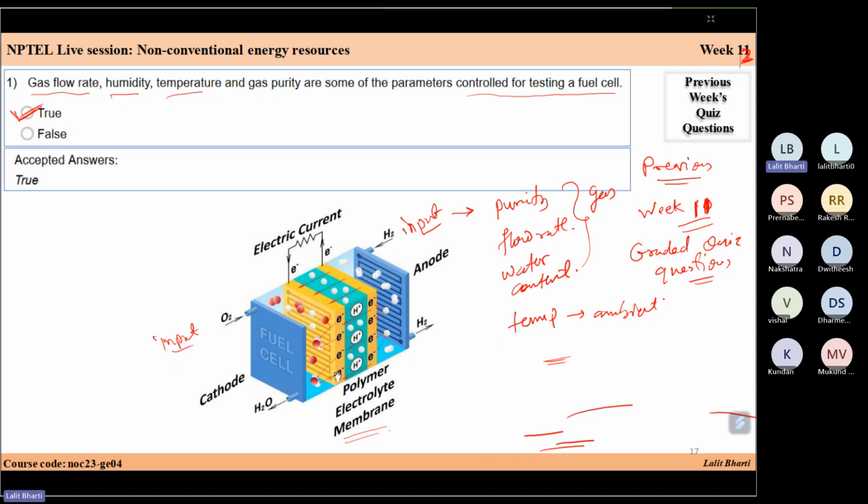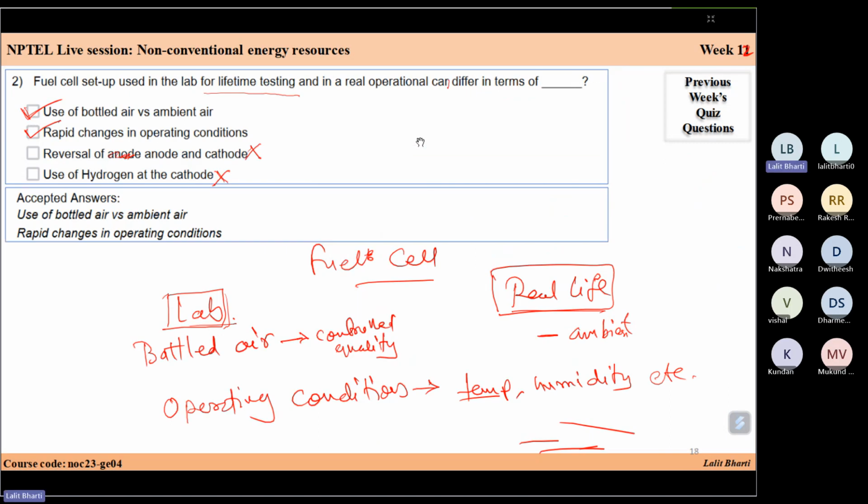Then the temperatures, as we know, we need some high temperatures for the working of a fuel cell. So temperature is also an important parameter. Basically, these four are the parameters that need to be controlled for testing of a fuel cell. So the statement is true. All these parameters are important. Then we have the next question: a fuel cell setup used in a lab for lifetime testing and in a real operation can differ in terms of what? We have a fuel cell in a lab, and one fuel cell we are using in real life.